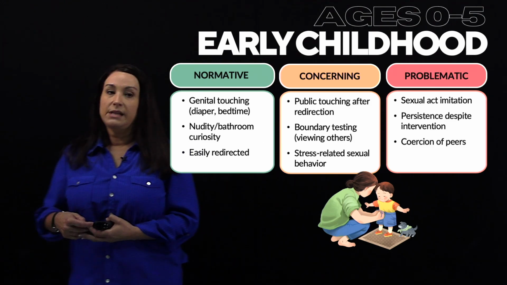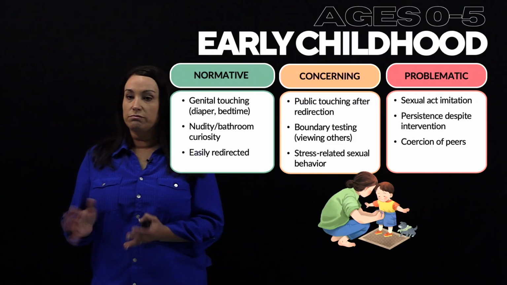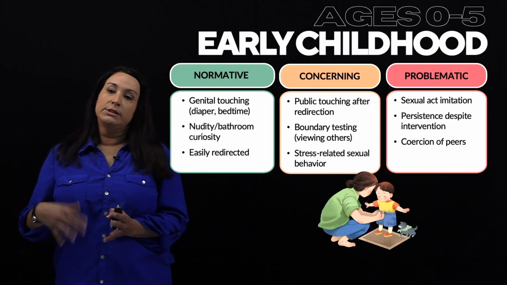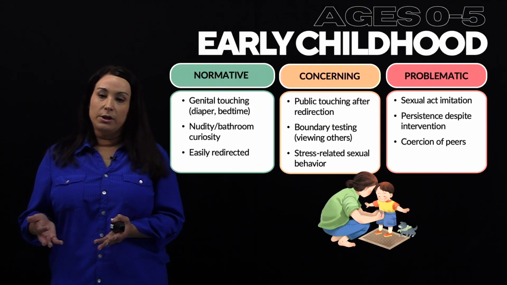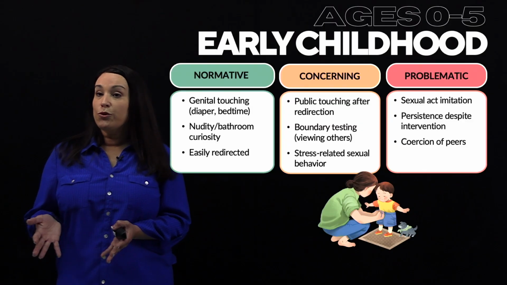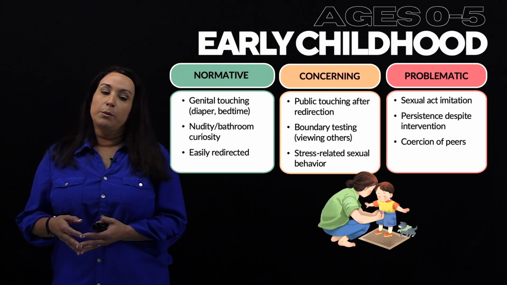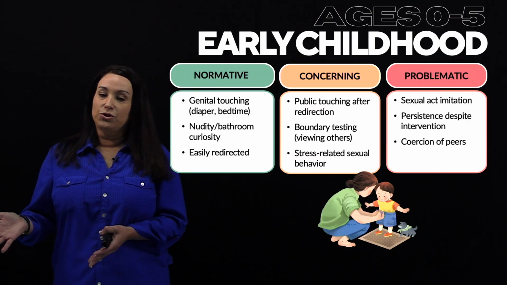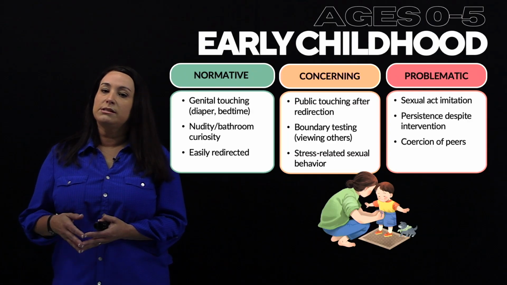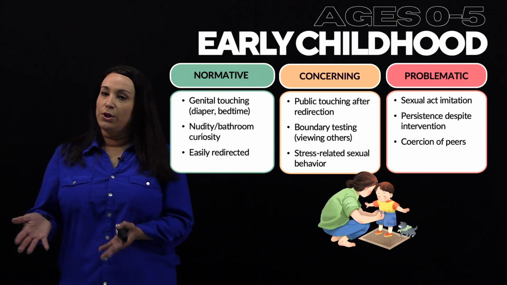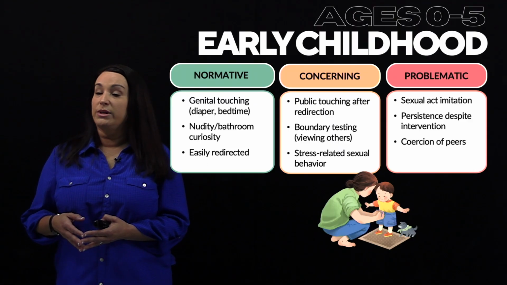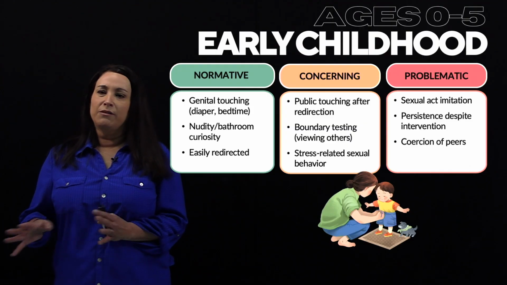So for this age group, 0 to 5, so this is toddler age, genital touching during diaper change or at bedtime is pretty normal. Any nudity or bathroom curiosity is also normative. So that would be like if the mother takes a bath with her child and they're asking questions out of curiosity, that's pretty typical and easily redirected. So that's pretty normative behavior at this age.